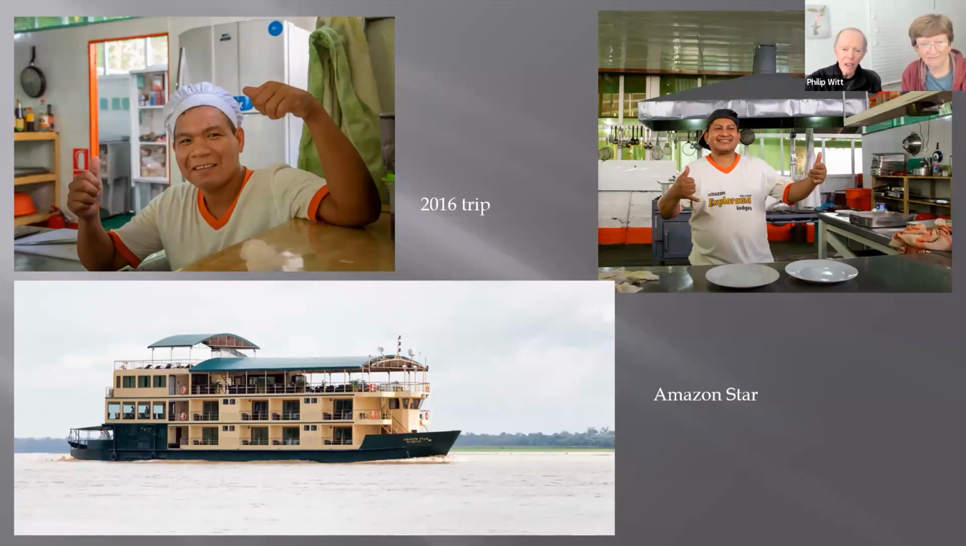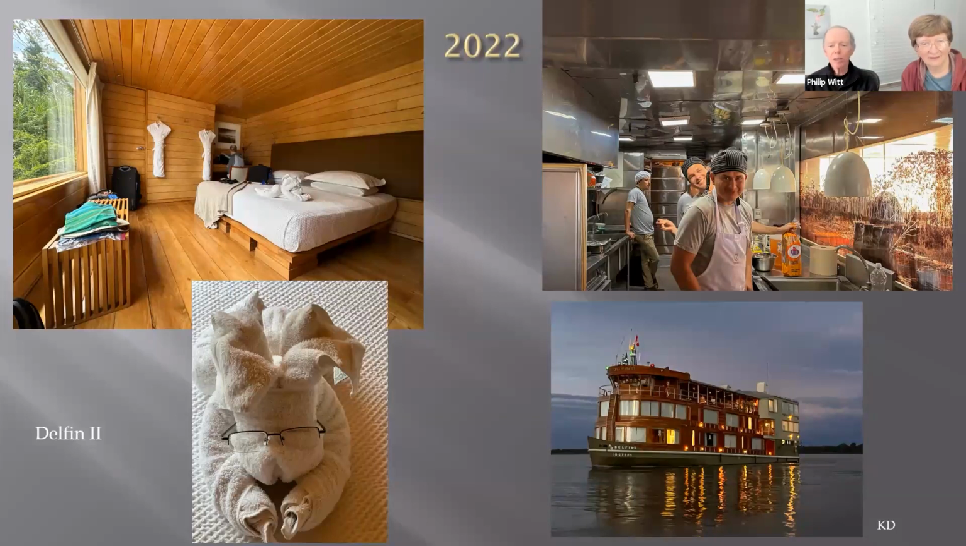And then our last trip, this was clearly the fanciest. This was luxury. This was the Delphine 2. And this is the kitchen. And it had a beautiful dining room. Compare that kitchen to the first kitchen. I mean, this is night and day, but look at the ship on the lower right. It's really a very similar layout, even though it's much fancier.